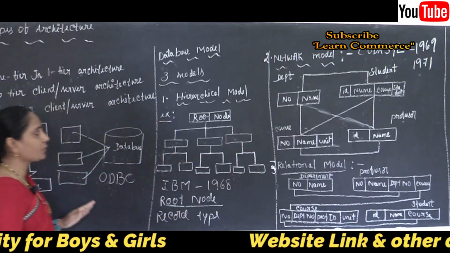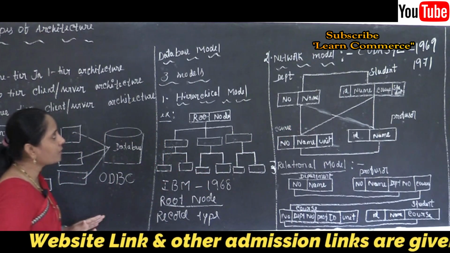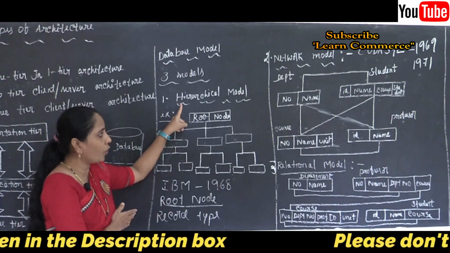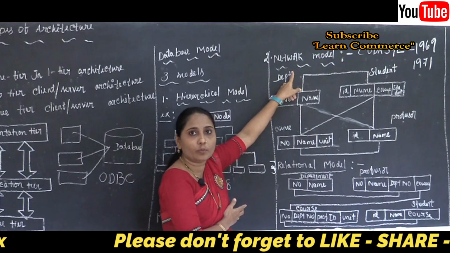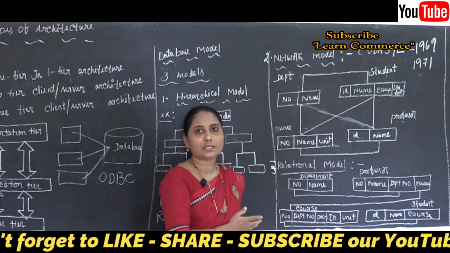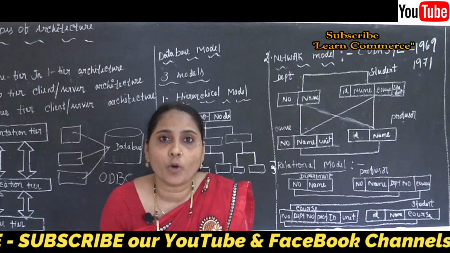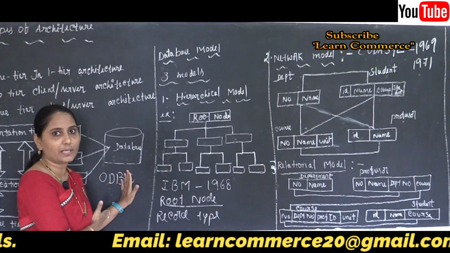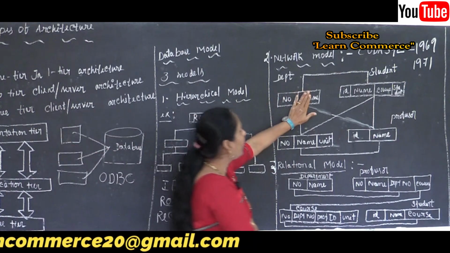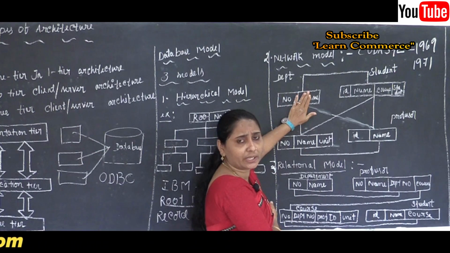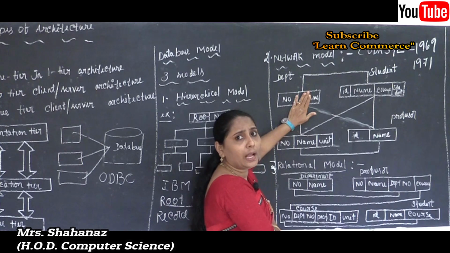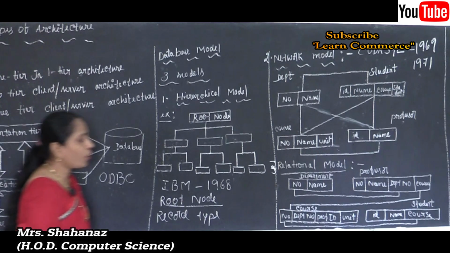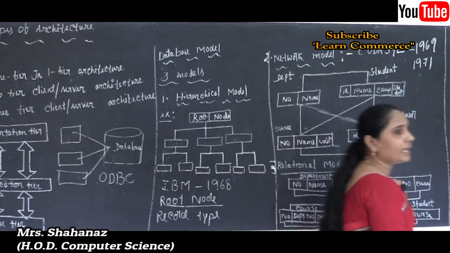Now we have completed the models explanation. In models we know that three types are there, the hierarchical model, the network model, and the relational model. We know the advantages and disadvantages of the hierarchical model, and the advantages and disadvantages of the network data model. Now let's see the last one, our relational model.